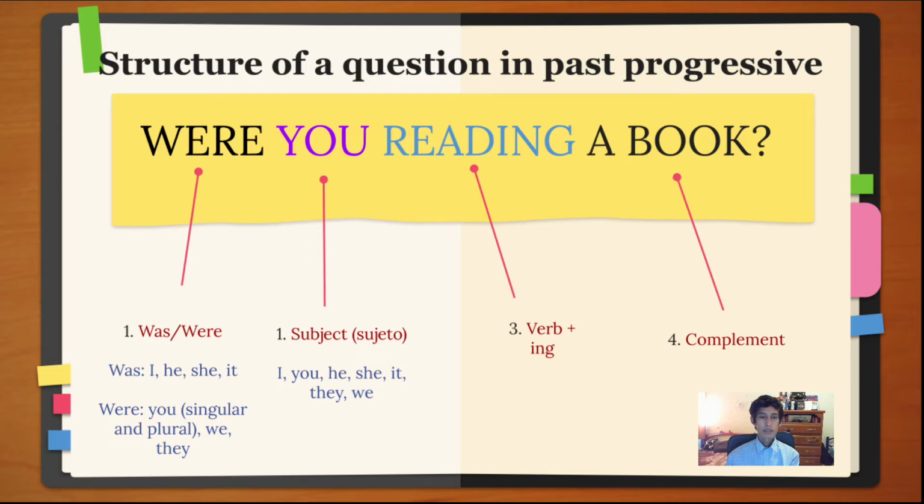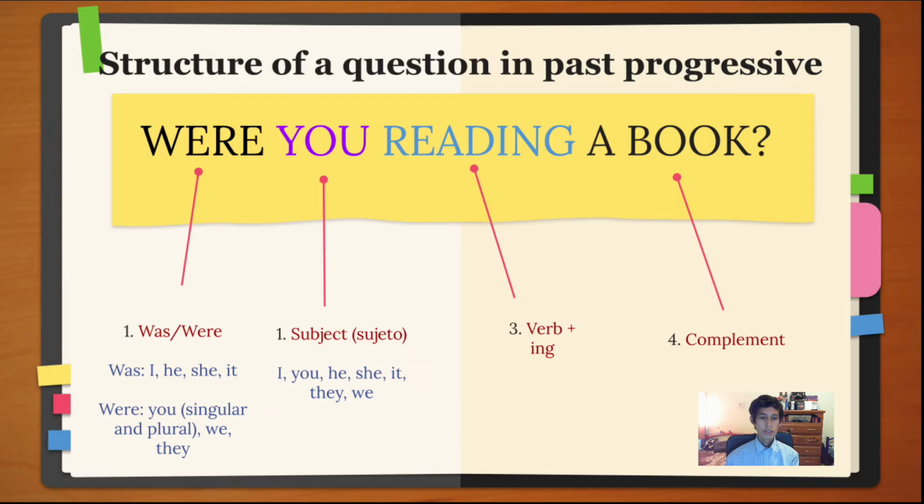It's gonna depend on the pronoun we're gonna use. For example, if we're gonna put I, he, she, or it, eso es yo o él o ello, que son la primera y la tercera persona, entonces vamos a poner el was. En cambio con were va a ser con you, we y they, que viene siendo la segunda persona y también las personas en plural. Next we have the subject.